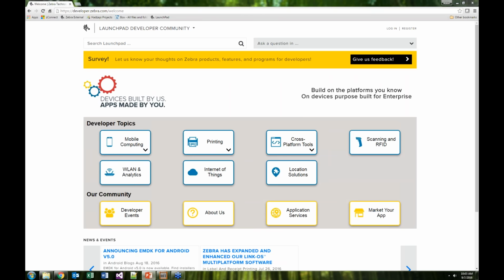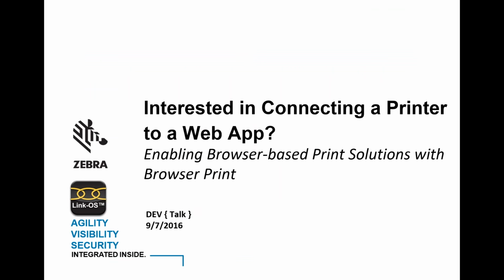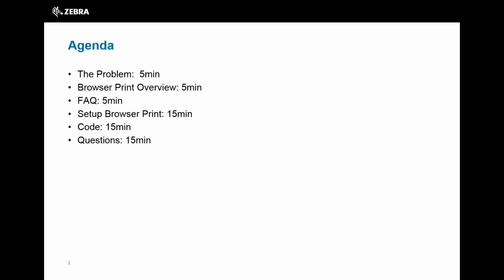Hi, thanks, Dan. So today we're going to talk a little bit about doing printing from a web app. Partially what we're talking about today is a new product that we've come out with called Browser Print. There are a number of different solutions for doing web printing. Browser Print is our newest product for developers to enable you to do printing from web apps, and I'll talk to you a little bit about what that is and what problems it solves. Here's a quick agenda.